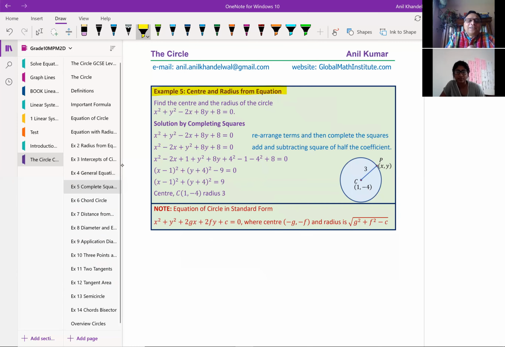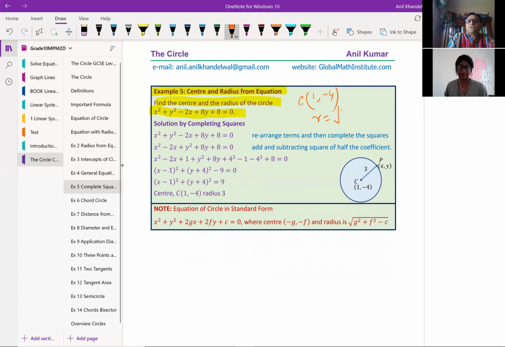Now, look here. Find the center and the radius of the circle x squared plus y squared minus 2x plus 8y plus 8 equals 0. You could find it as you did last time. So let's do it the last-time way. Let's write down the center C. C should be half of this with the negative sign. Half with the negative sign means -4. Is that clear to you? And the radius is what?